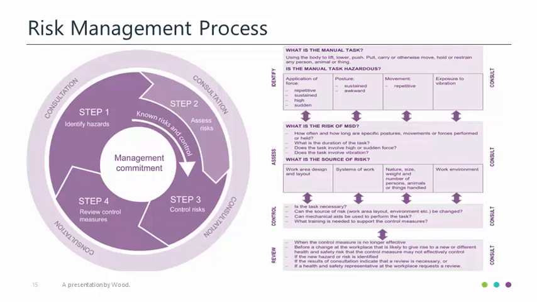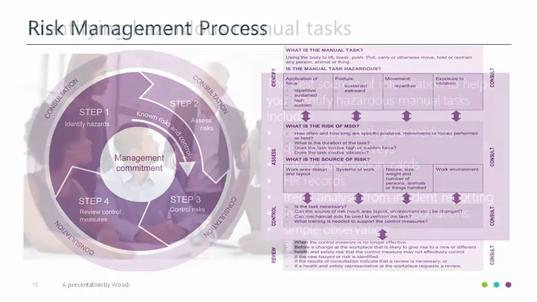Finally, you need to make sure that these measures remain effective over time. This means setting up a review process to ensure that they are working and protecting your workers as planned. As you can see, there are a few things to do when it comes to protecting your workers from hazardous manual tasks.